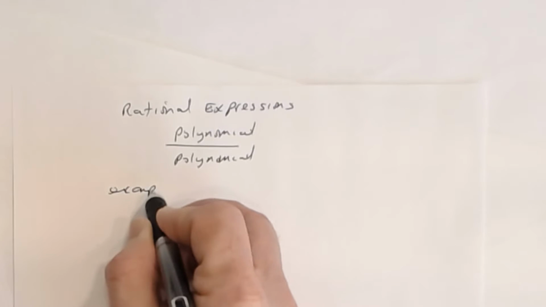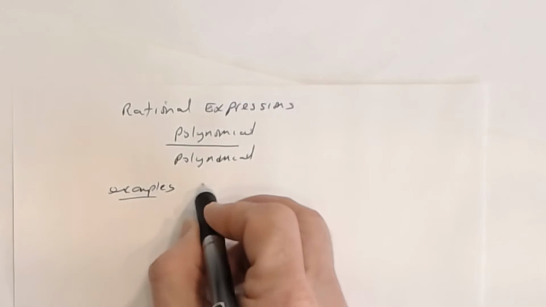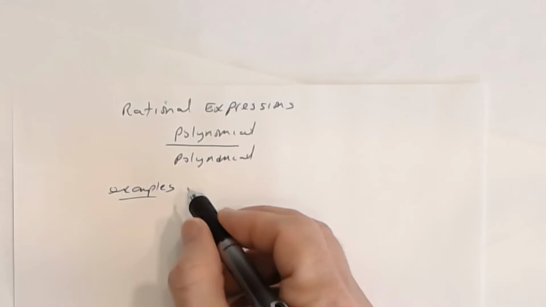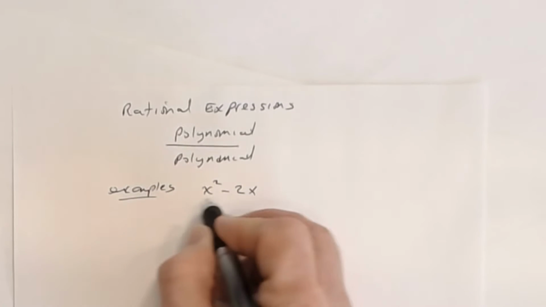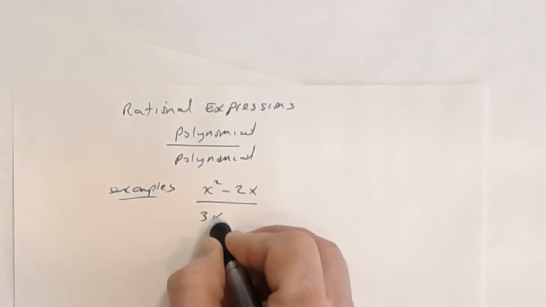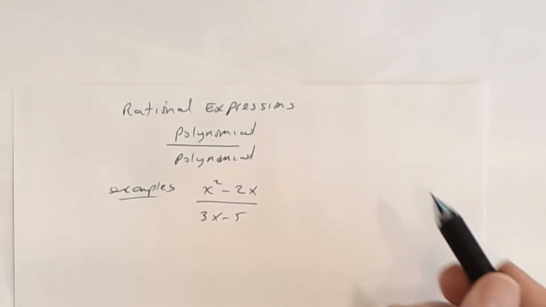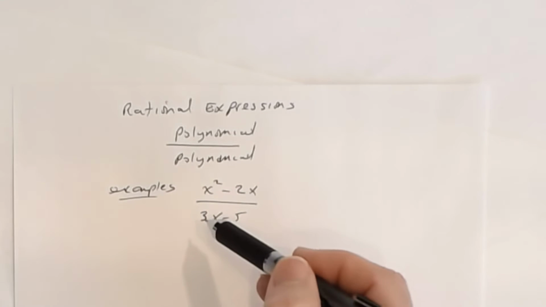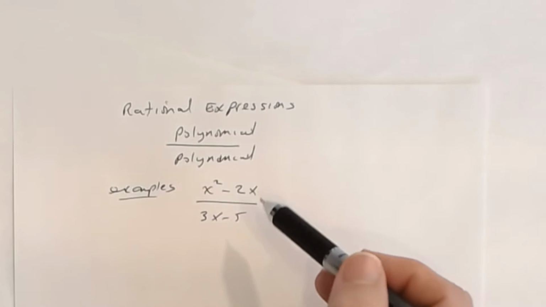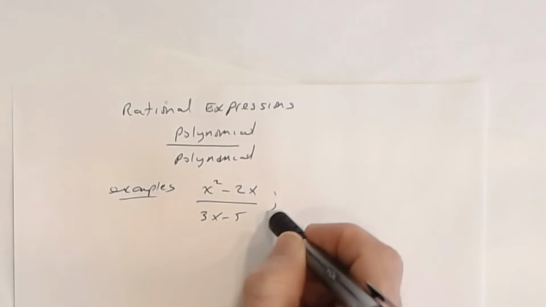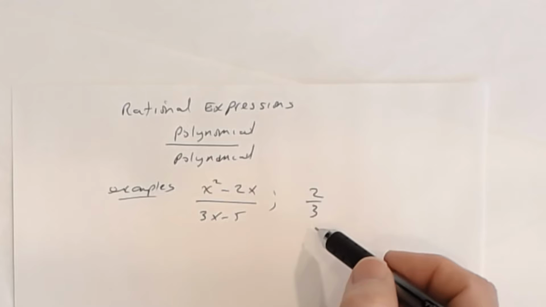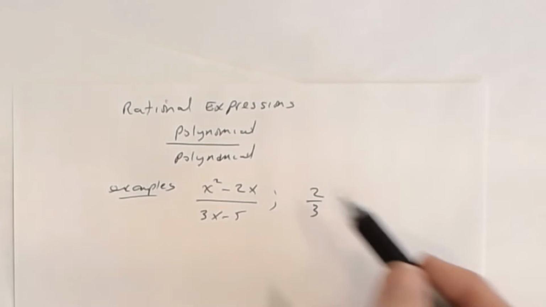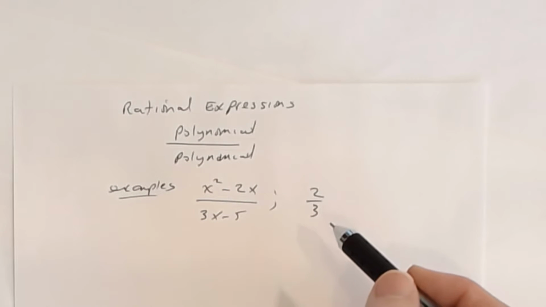These are examples of rational expressions. They look like fractions, but they're polynomials. So x squared minus 2x divided by 3x minus 5. That's a rational expression. You have a polynomial divided by a polynomial. They contain variables. But 2/3 is also a rational expression, and it does not have any variables. It's a rational number, but it's still an expression.